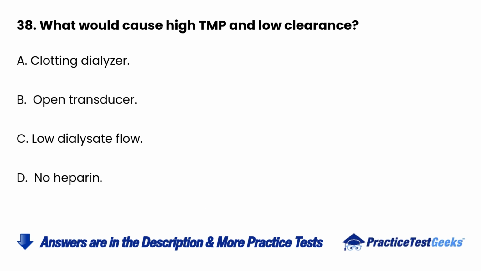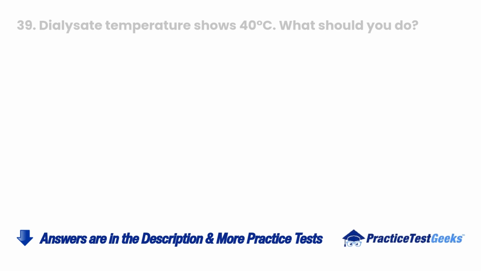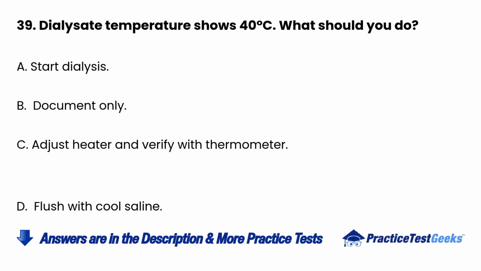38. What would cause high TMP and low clearance? A. Clotting dialyzer. B. Open transducer. C. Low dialysate flow. D. No heparin. 39. Dialysate temperature shows 40 degrees Celsius. What should you do? A. Start dialysis. B. Document only. C. Adjust heater and verify with thermometer. D. Flush with cool saline.